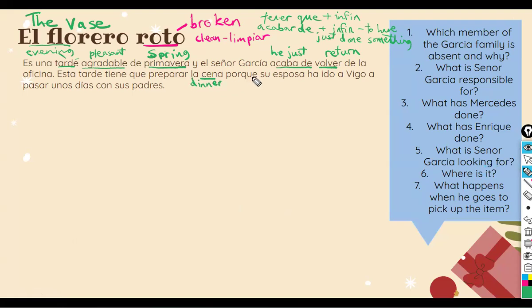Because su esposa ha ido, so we just did the perfect tense. Here it is. Has gone to Vigo, a place named Vigo. Why is she going there? Did she leave him? A pasar unos días con sus padres. So what does that say? Who did she go to visit?